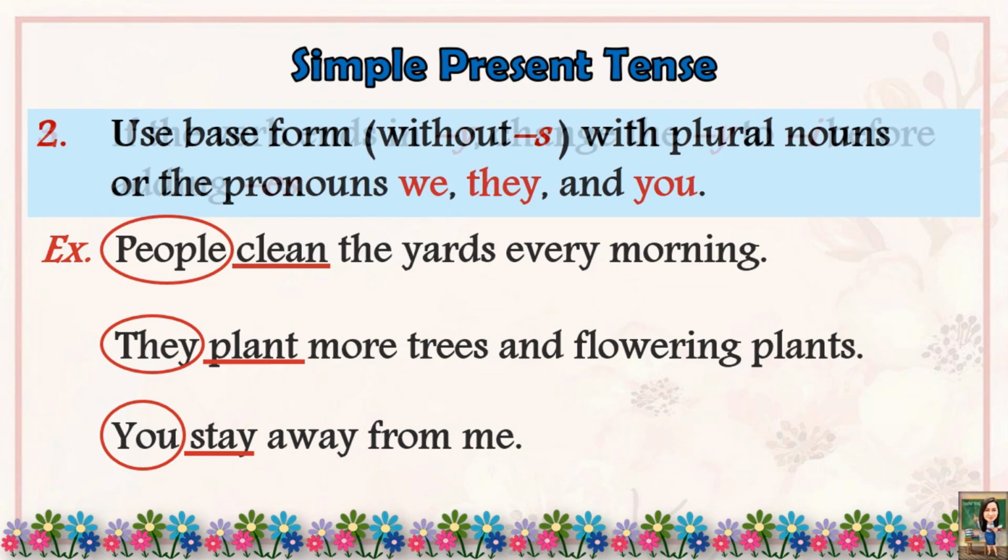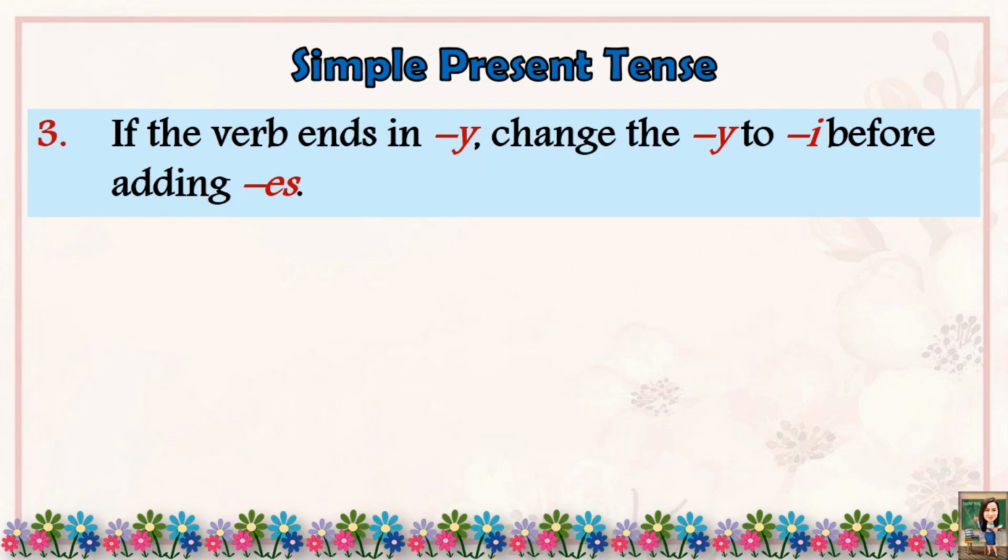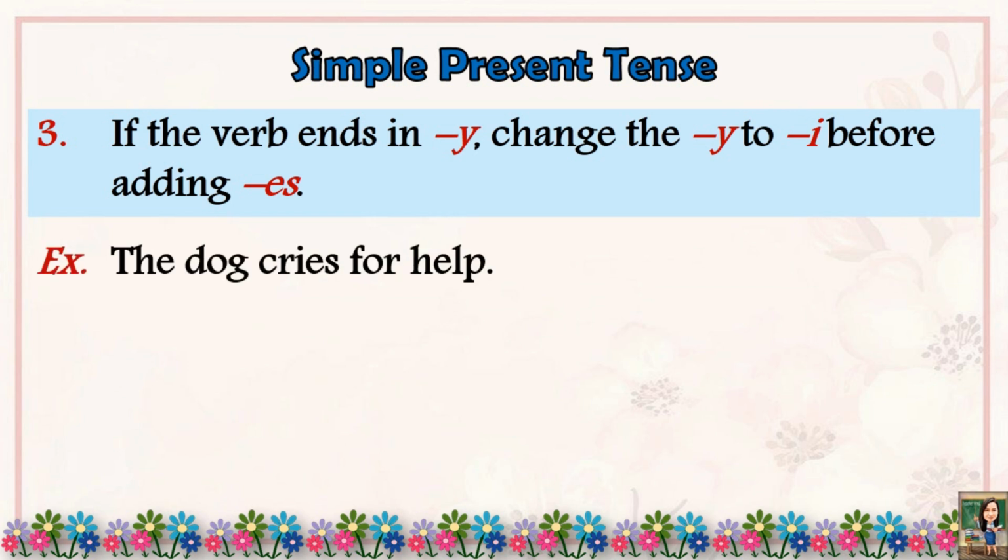Another is, if the verb ends in Y, change the Y to I before adding ES. For example, the dog cries for help. The noun in this sentence is dog. And the verb in this sentence is cries. The base form is cry. The Y changed to I. And then we add ES.